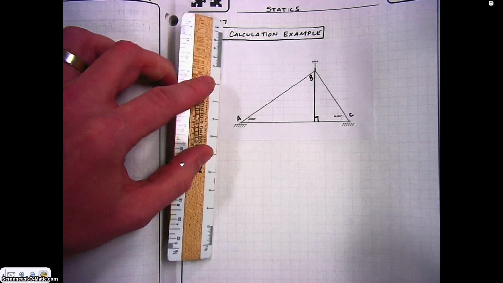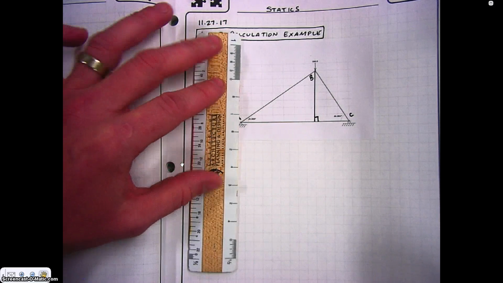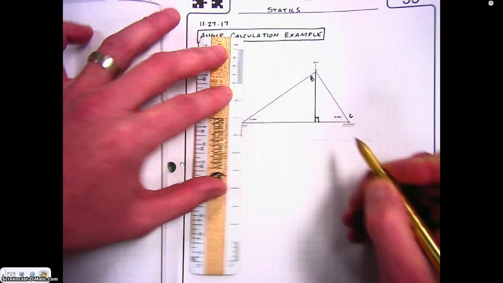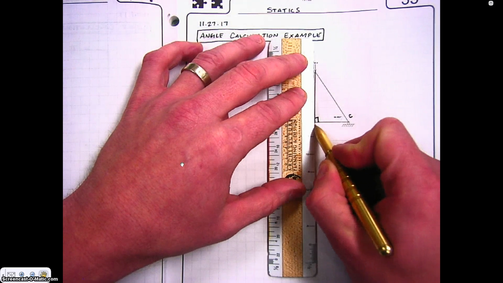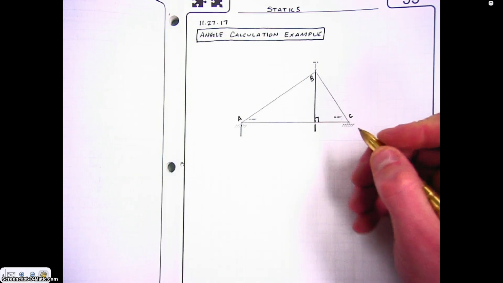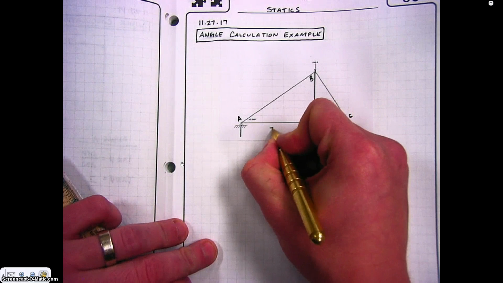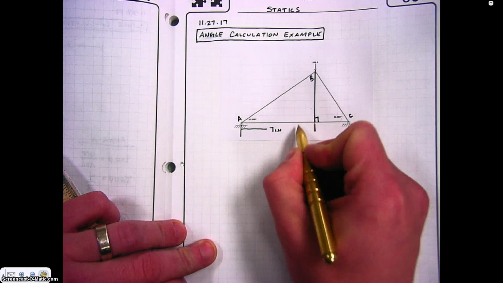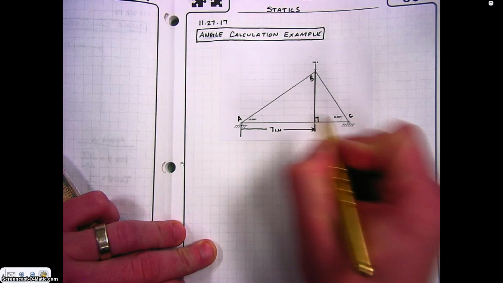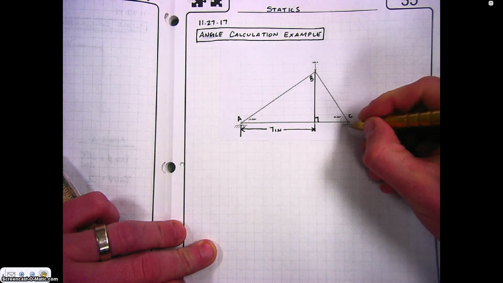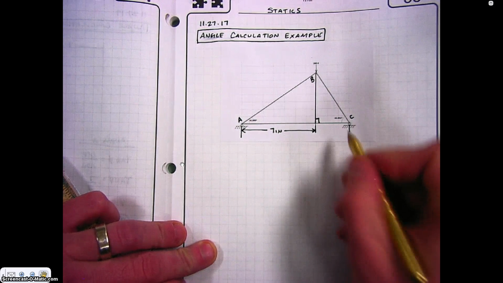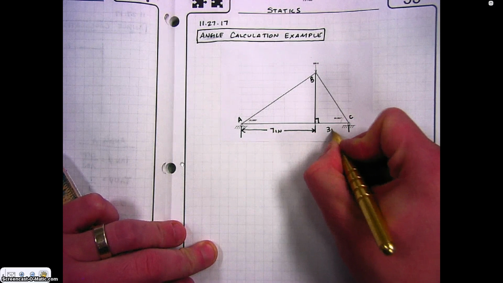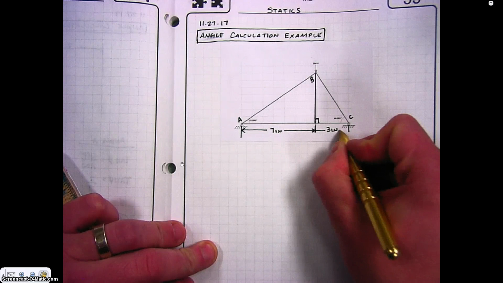The other thing we need is some information about the size of our truss system. So I'm going to draw a line down here from point A to this midpoint. I'm going to say that that is 7 inches, and I'll put a dimension line for it. Okay, and then from that midpoint where our right triangle is created to point C is 3 inches. So I'll put in 3 inches, and I'll put a dimension line.